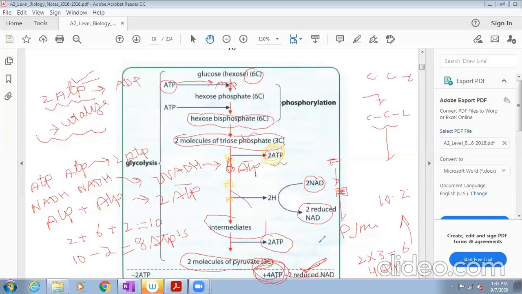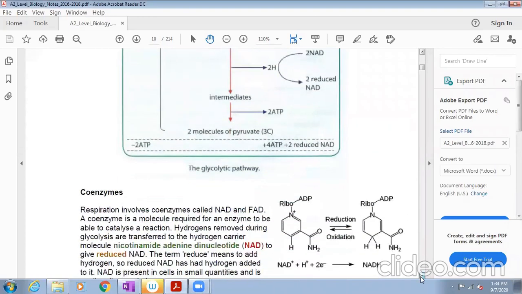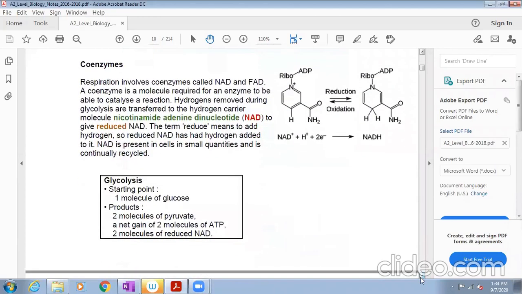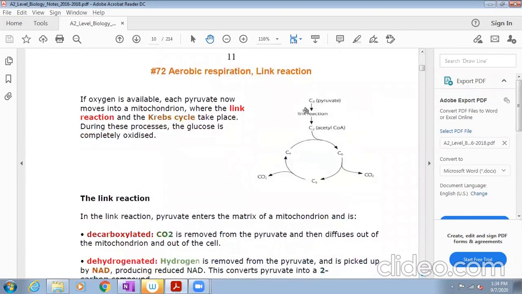Now tell me, what will happen with this pyruvate? It will be sent to acetate. Very good. This pyruvate will now enter the link reaction, and with the help of coenzyme A it will convert into acetyl CoA, and at the same time dehydrogenation will take place, right? So you can check here.